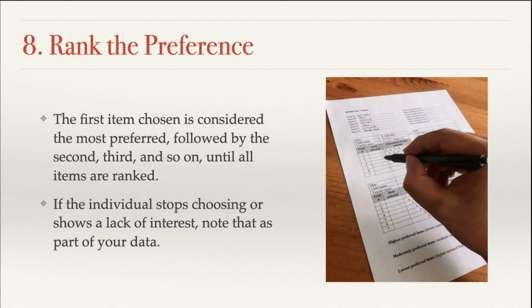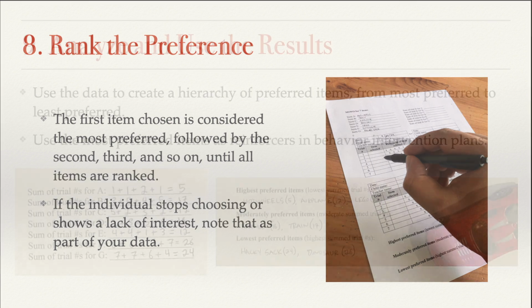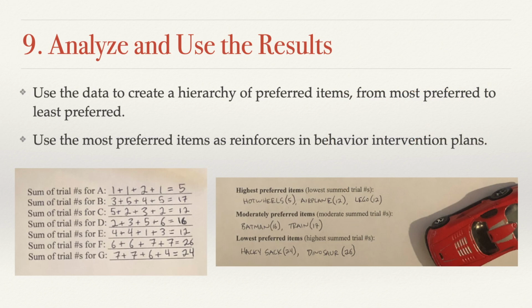Step number 8, we're going to rank the preferences. The first item chosen is considered the most preferred, followed by the second, third, and so on, until all items are ranked. If the individual stops choosing or shows a lack of interest, note that as part of your data. Step 9, analyze and use the results. Use the data to create a hierarchy of preferences from most preferred to least preferred item. You're going to use the most preferred item as a reinforcer in your behavior intervention plans.